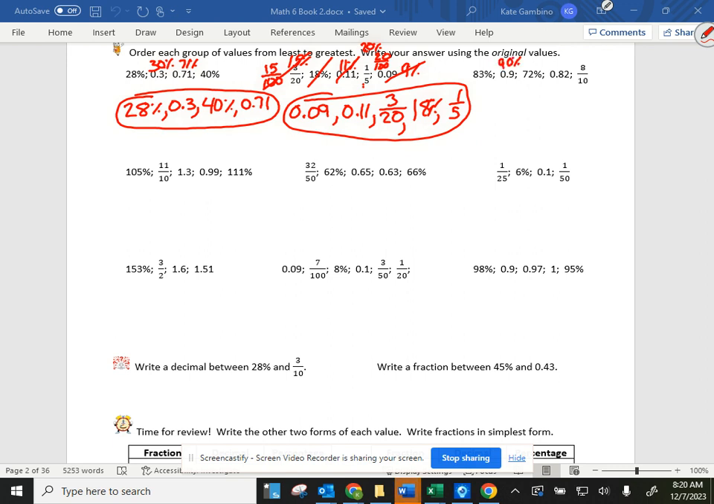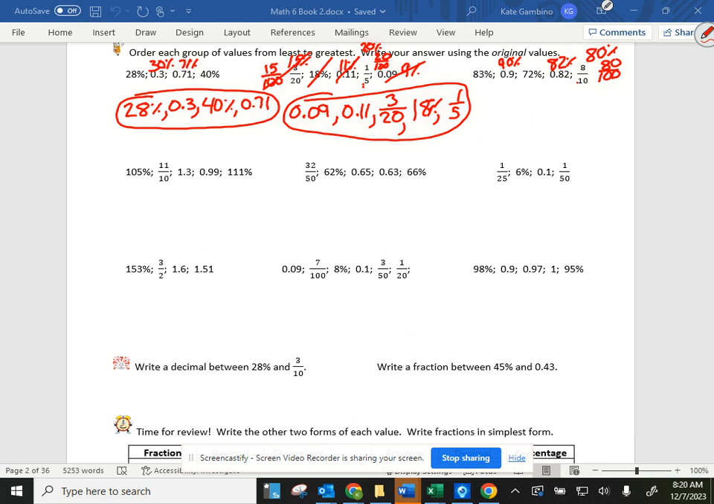90%. 72% is already a percent. What about 82/100ths, Dom? 82%. And 8/10ths. Madeline? 80%. How did you get to 80%, Madeline? Yeah. To go from 10 to 100, we multiplied by 10. So 8 times 10 gives me that 80.